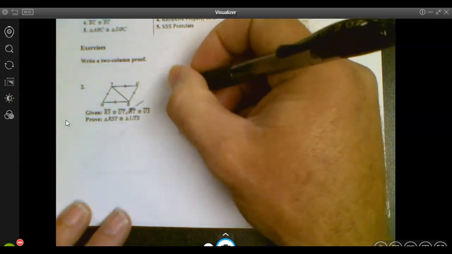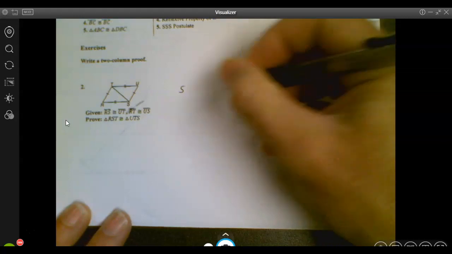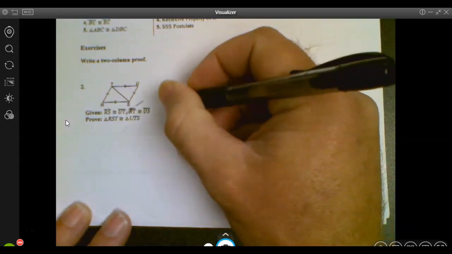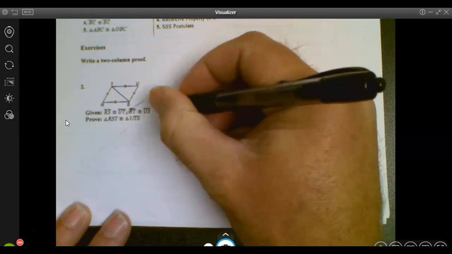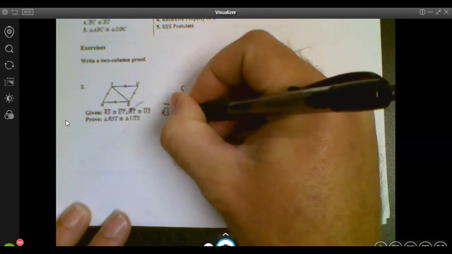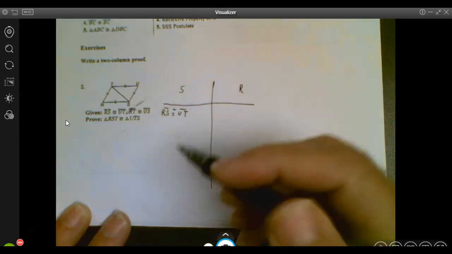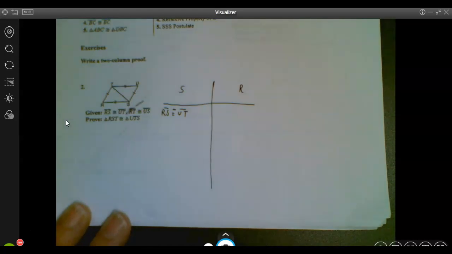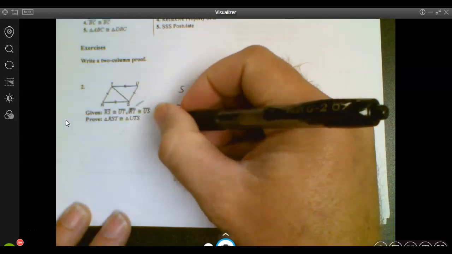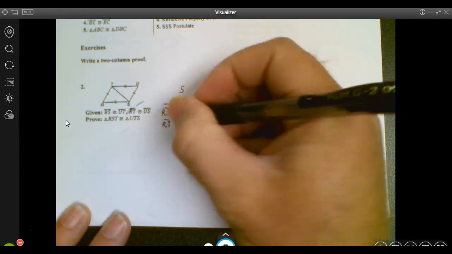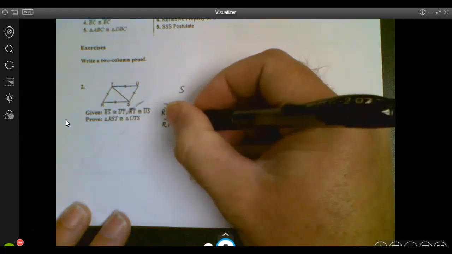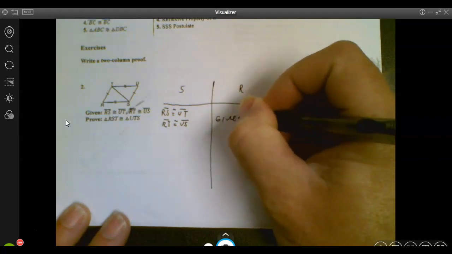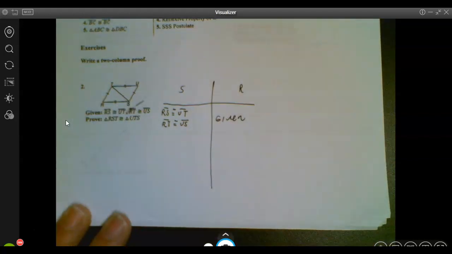So as I look at this one, within my statements and reasons, I'm going to start with my given information, which said that RS is congruent to UT. And you'll notice on this one, they've already marked that for me right here and right here within my diagram. And if they didn't, of course, I would do that. We also were told that RT is congruent to US. And all that was given information, and all that's been marked already, so we're good to go.